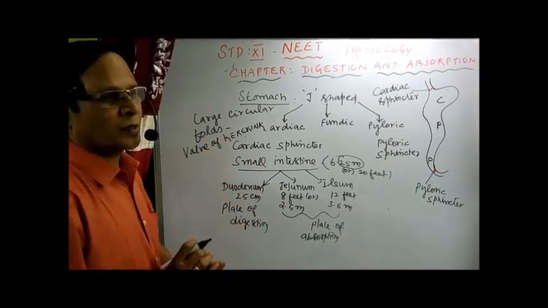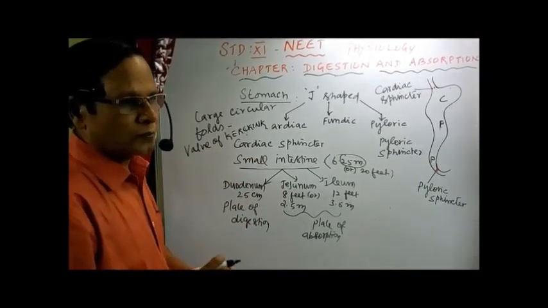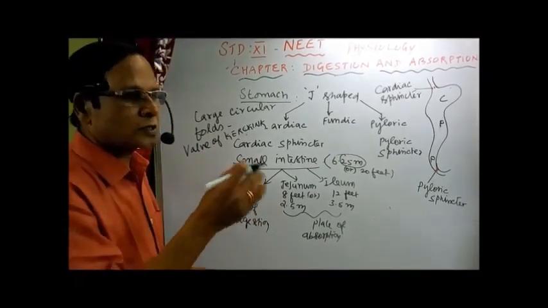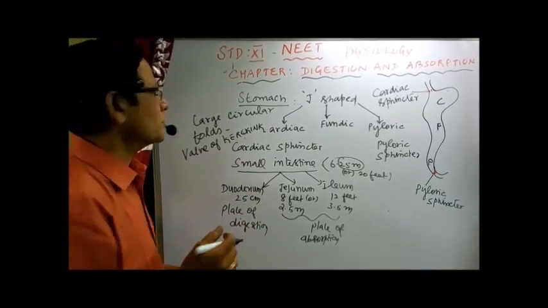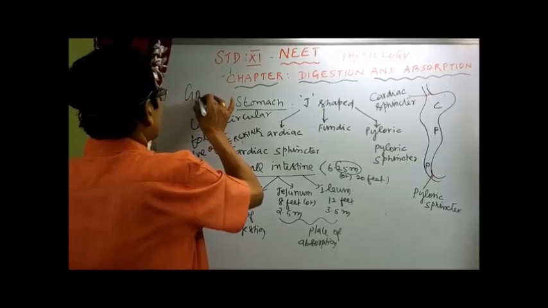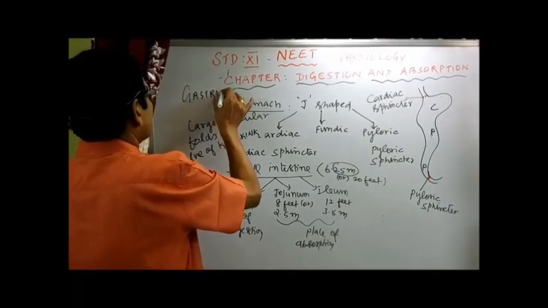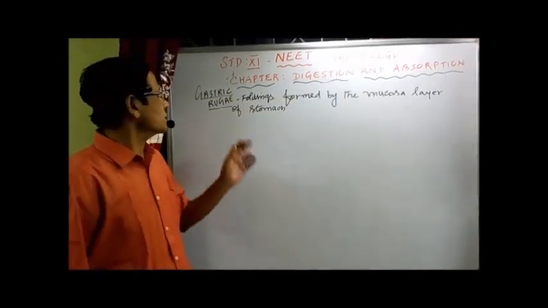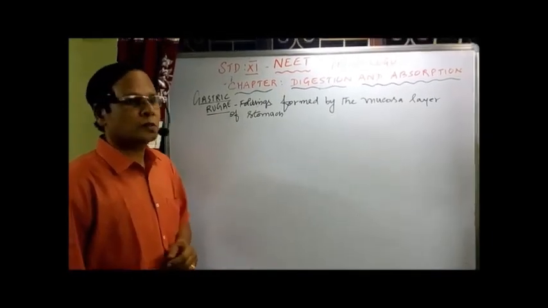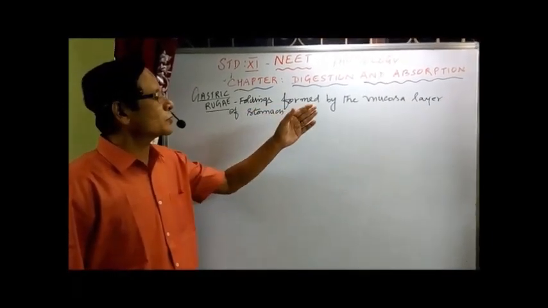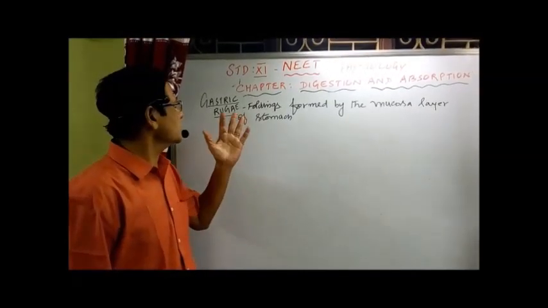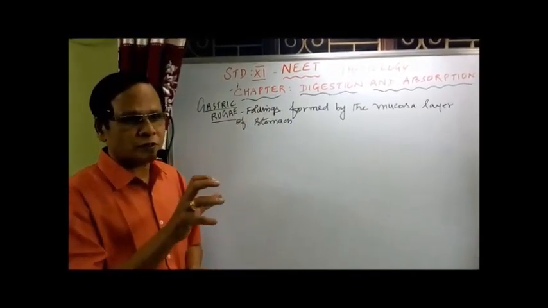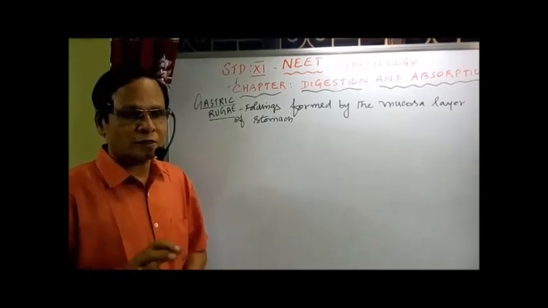Okay, this is one. Now if you are taking the stomach, the inner mucosal layer of the stomach is folded to form gastric rugae. What are gastric rugae? These are the foldings formed by the mucosal layer of the stomach, the innermost layer. That is called the gastric rugae. So I mentioned a few words about the small intestine and its length.